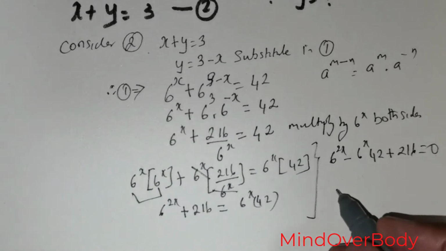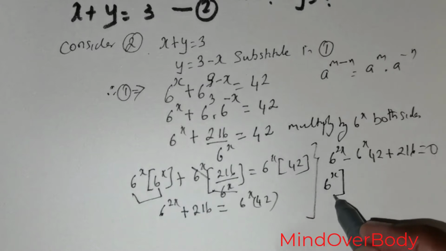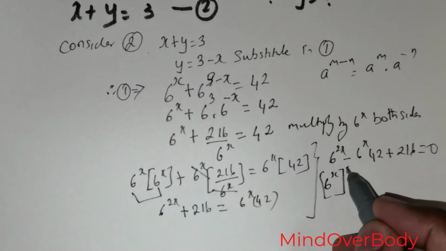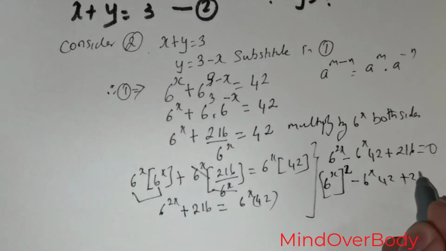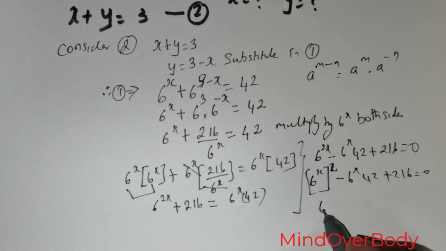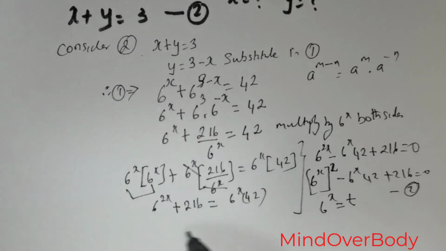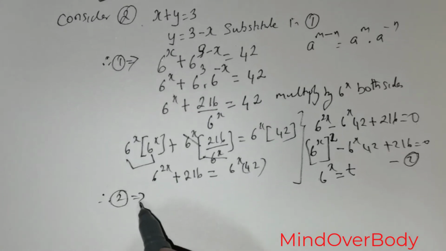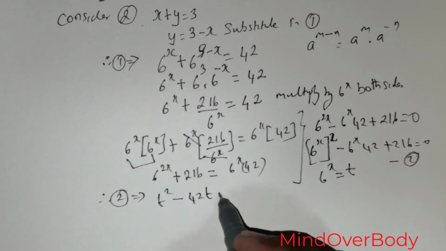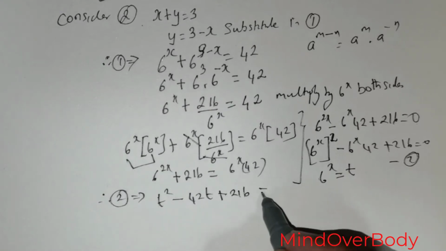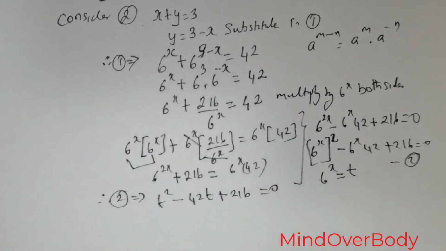Now we have to solve this. For solving, I want to convert this into a quadratic. I want to rewrite this as 6 raised to the power x, all raised to the power of 2, minus 6 raised to the power x times 42 plus 216 is equal to 0. Now if you were to take 6 raised to the power x is equal to some t, then you can rewrite 2 as t squared minus 42 times t plus 216 is equal to 0. So this is what you have got, and now this is a quadratic in t which can be solved easily.